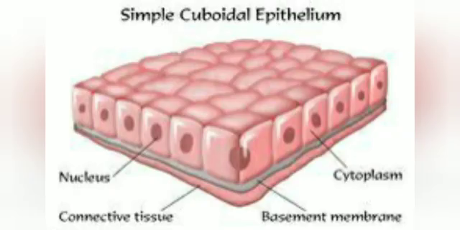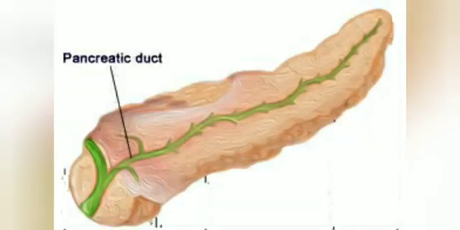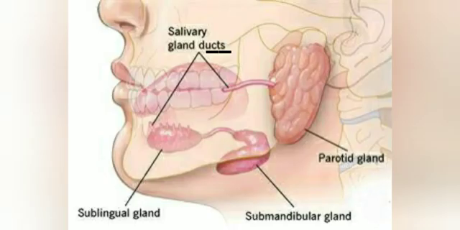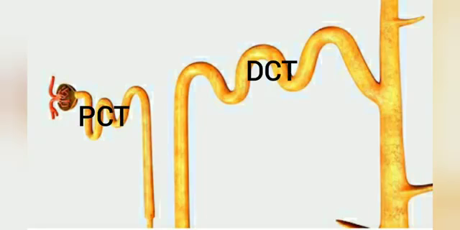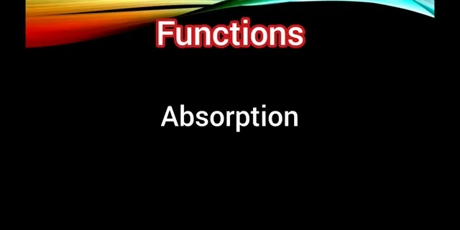Second tissue is cuboidal epithelial tissue. In this tissue, the cells are cuboidal in shape. It has a spherical nucleus which is present at the center of the cell. It is found in lining of pancreatic duct, salivary duct, proximal and distal convoluted tubules of nephron. Functions are absorption and secretion.